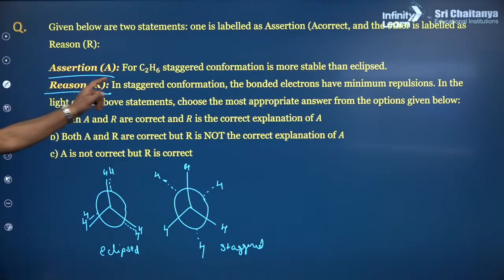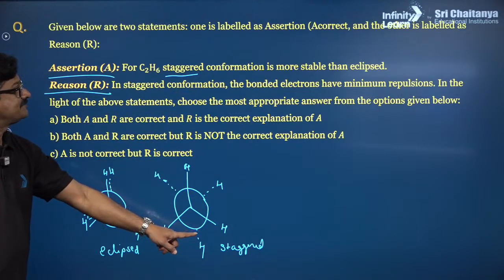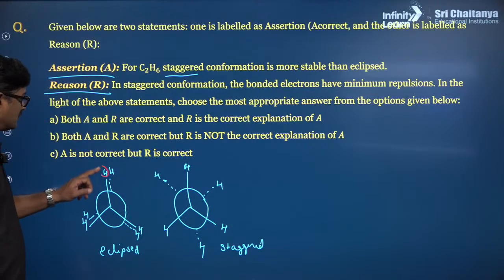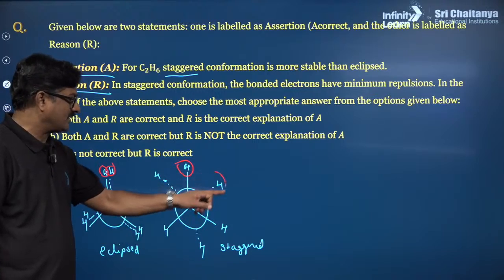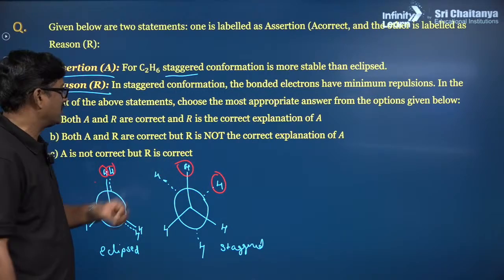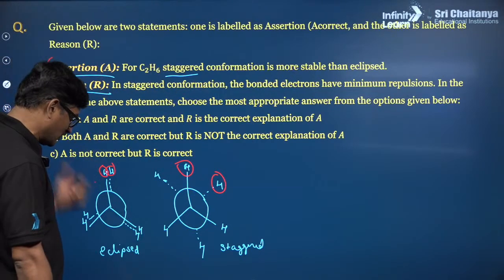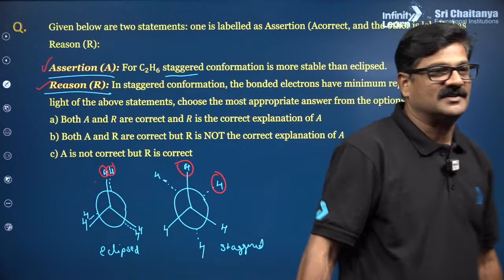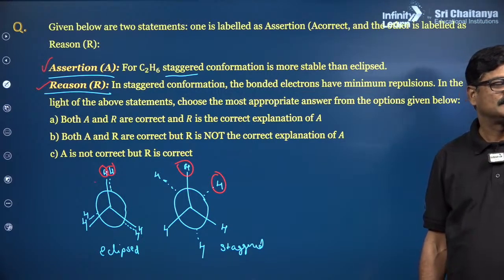Fine. So, for C2H6, the staggered conformation is more stable than the eclipsed, because in eclipsed you are going to have a repulsion along the same axis. Here you are going to make a maximum distance and a minimum repulsion. It is correct. And in staggered conformation, the bonded electrons have the minimum repulsion. So, both are correct, and it is the correct explanation. My answer is going to be A. Ajay Singh, Anvita, and Kushal all gave it. Write one more.